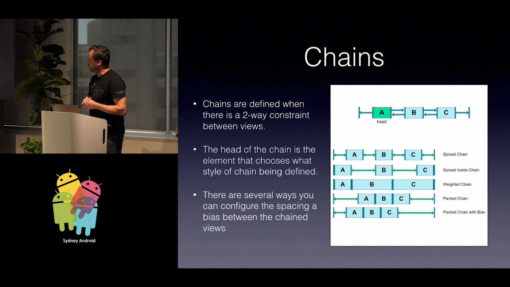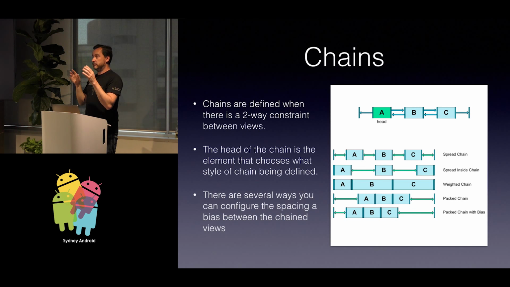So I mentioned chains. Chains are kind of handy for defining relationships between multiple rows. So you can see here in the first image the bidirectional relationships between the three views, A, B, and C in the middle there. They've got the bidirectional constraints. And you define how those three views that make up the chain are spaced out or laid out on the screen by setting the type of chain on the head element. So one of those, the first one in the list there is the head element of the chain, and you can set the type to be one of the five that are listed underneath.